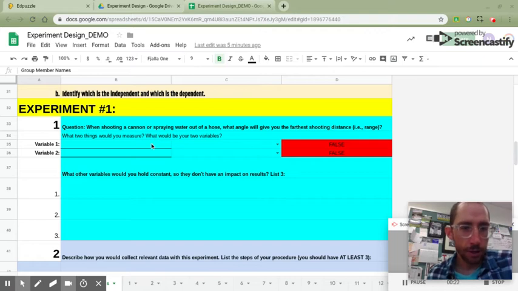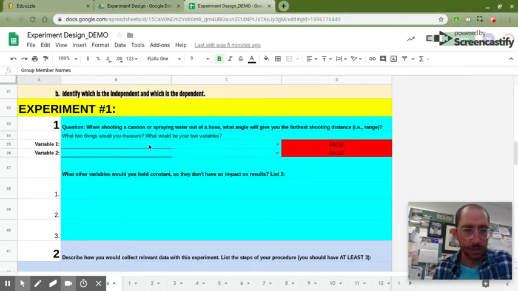All right. So first experiment example. Shooting, say, spraying a water hose. What angle would you achieve maximum range? Okay, so what two things would you measure if you're trying to figure that out? Well, you're trying to figure out the maximum distance you could achieve given a particular angle, right? Or at what angle do you achieve maximum distance?